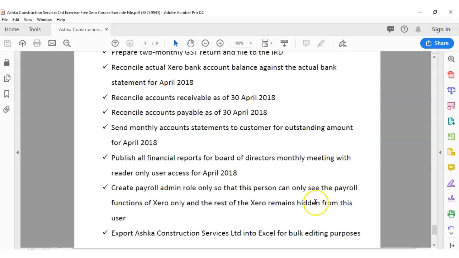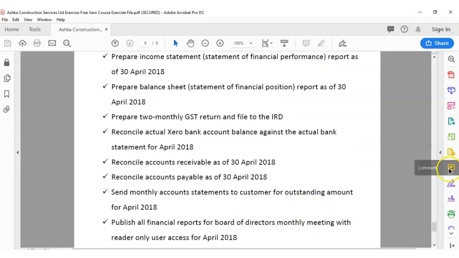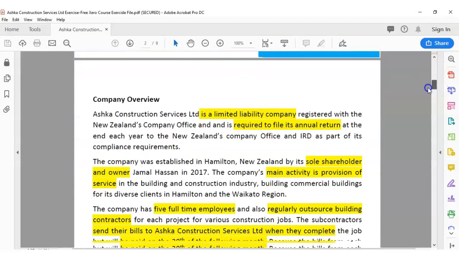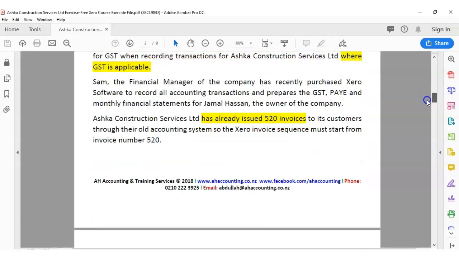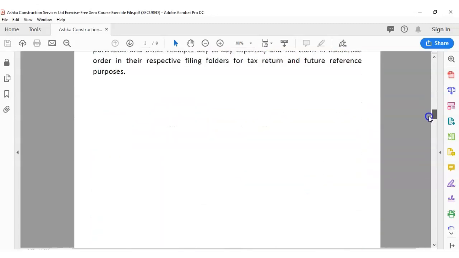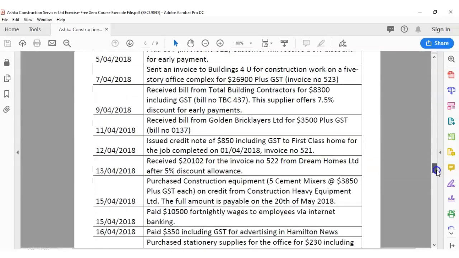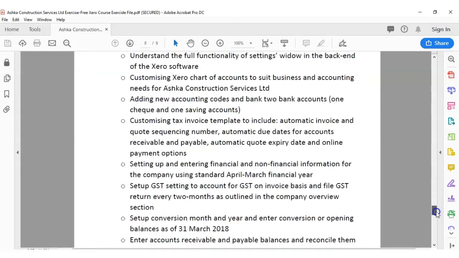So these are the requirements of the course. As you can see, that we are not going to use random examples to learn random part of Xero. From the next lesson onward, we're going to be talking specifically about Ashker Construction Services Limited as a service delivery business, using these exercise files to set up the company account inside Xero and enter all those transactions, and then be able to prepare all the reports as it's outlined in this exercise file.